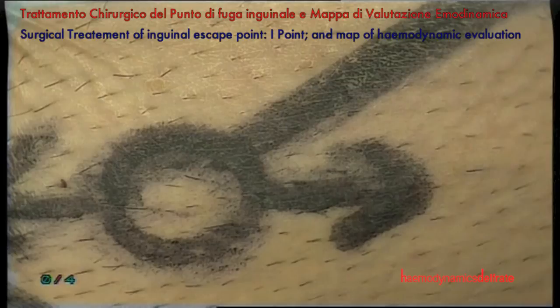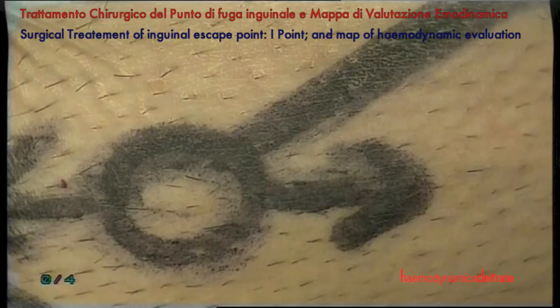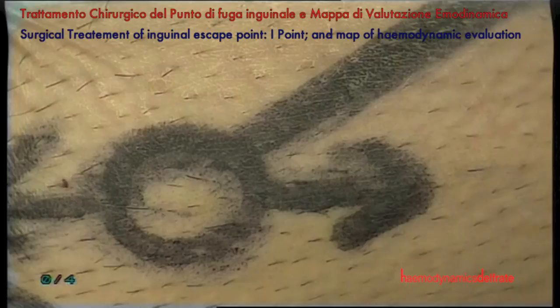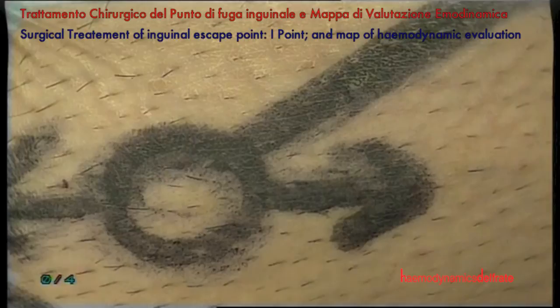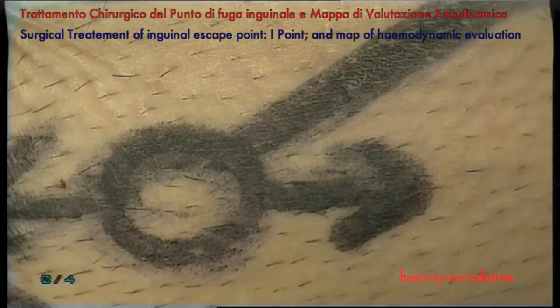And the result of this hemodynamic evaluation was an inguinal escape point, with a high reflux capacity in Valsalva, feeding the widespread varicose veins of the thigh and leg.